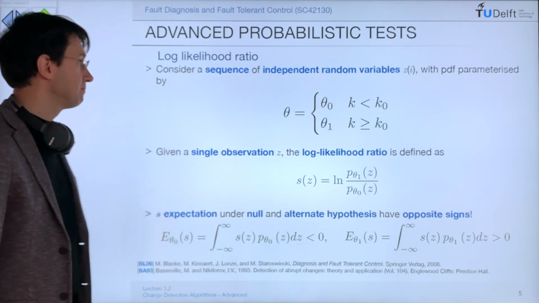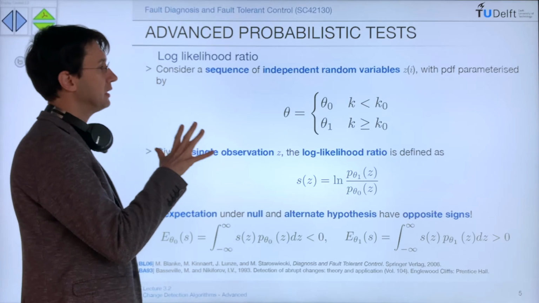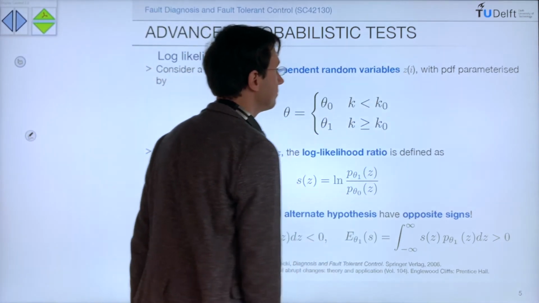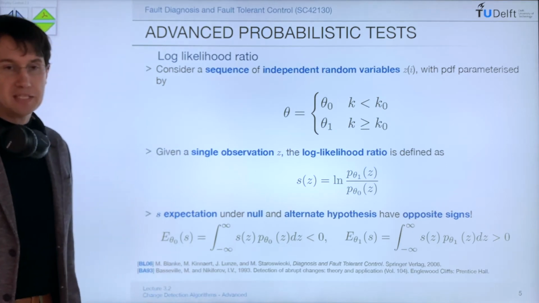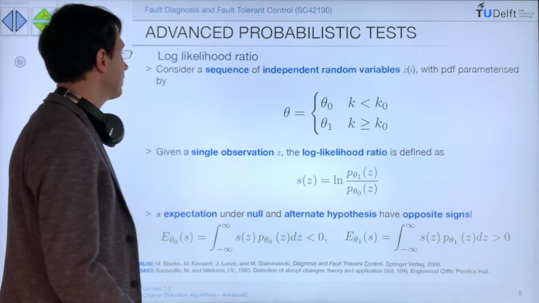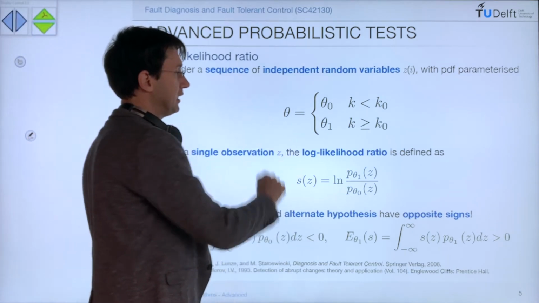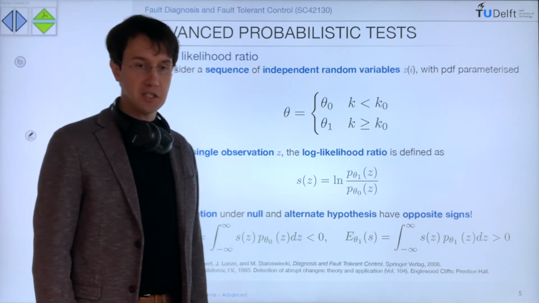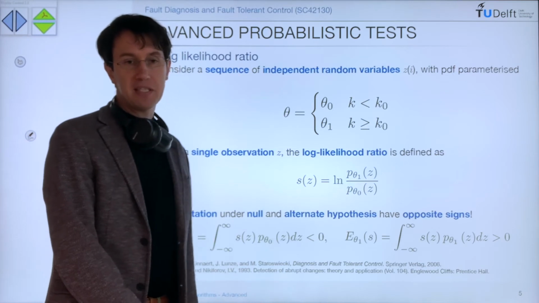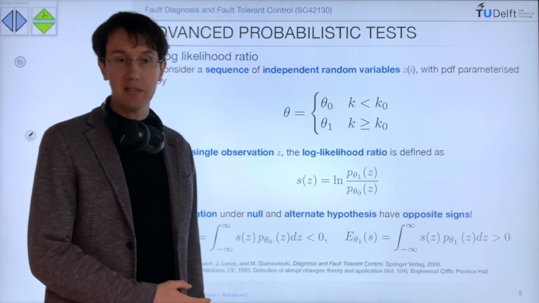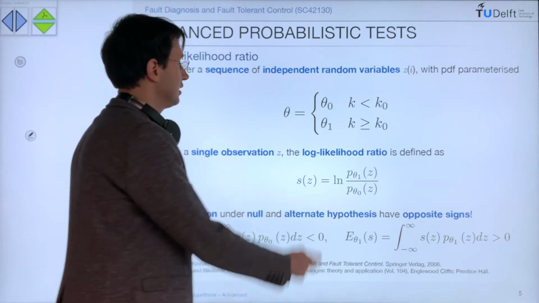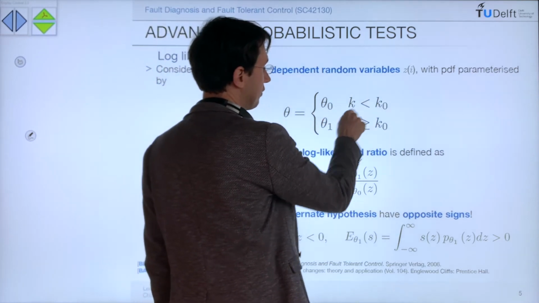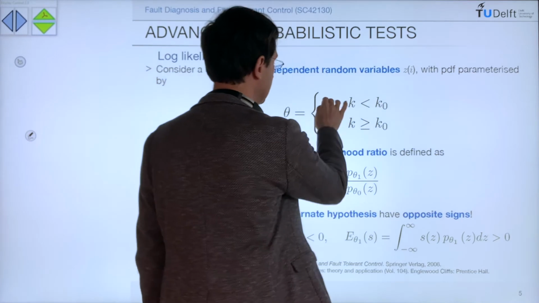likelihood ratio. So let us assume that your variable z has a PDF that is parameterized by a parameter theta, and this theta is the thing that is changing. In the example we have seen in the previous lecture, theta was the mean or the variance. So theta has two possible values, theta 0 and theta 1, before the change and after the change. And theta 0 is the nominal.